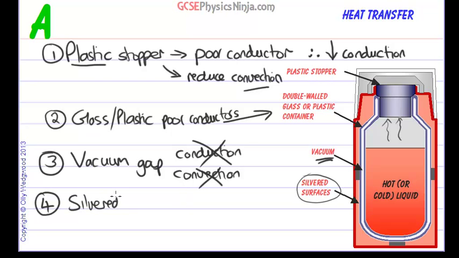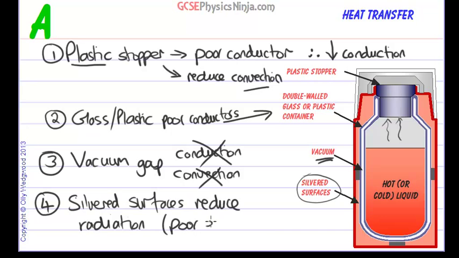the silvered surfaces reduce heat transfer by radiation. Remember that a light-colored, silver, shiny surface is a poor emitter of radiation, and a good reflector. It keeps the heat radiation in.